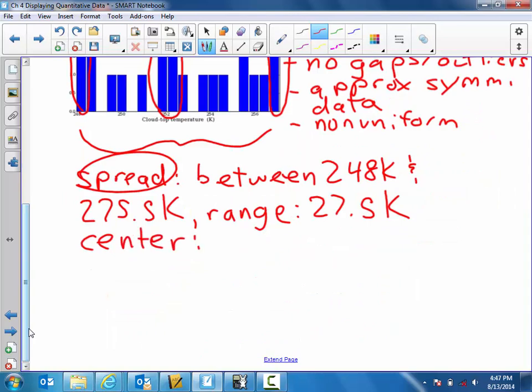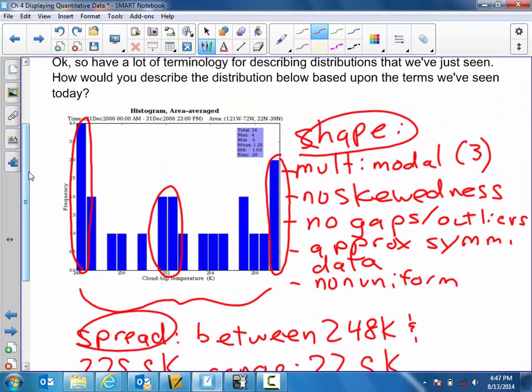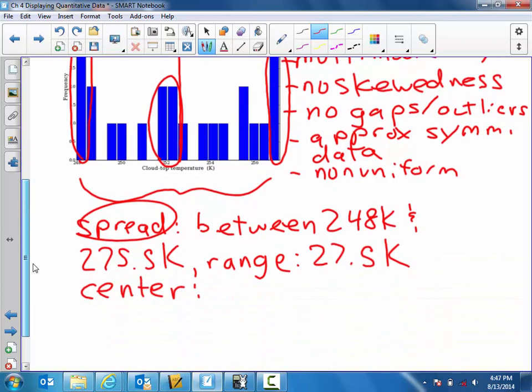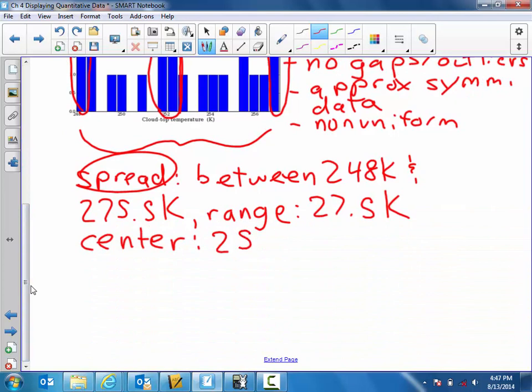Okay, so we've knocked out the shape and the spread. We still need the center. We actually cut that a little while ago when we were looking at the symmetry here. If we're being really fair, the center looks to be right there. 252 is the bin below it.